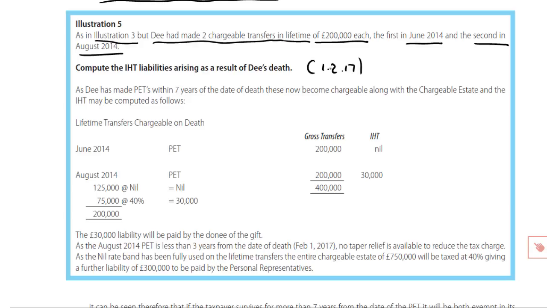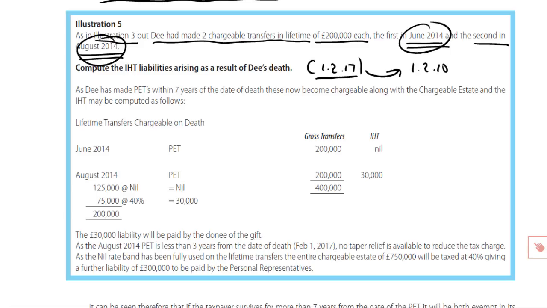What we've now done is to ensure that each of these 2 transfers, June 14 and August 14, fall within the 7 years of that date. Going back 7 years from that date would be back to the 1st of February 2010. June 14 and August 14 are both within that 7-year period, so these become chargeable. If and only if any tax is payable on either of them, would taper relief become available if the transfer was more than 3 years before the date of death.